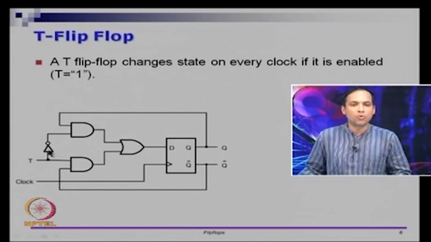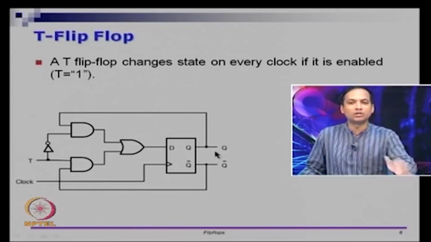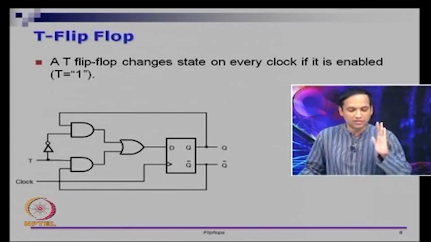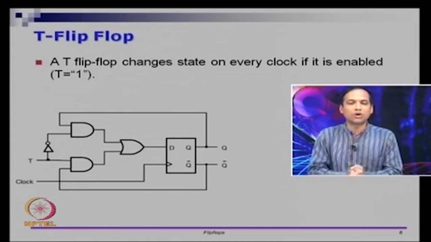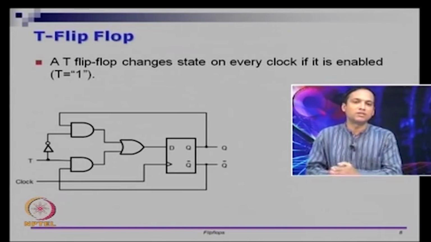So if T is 1, the flip flop will toggle its current state. Let me restate this. If T is on, then this circuit will toggle its output. If T is off, it will keep the previous value that it contained.